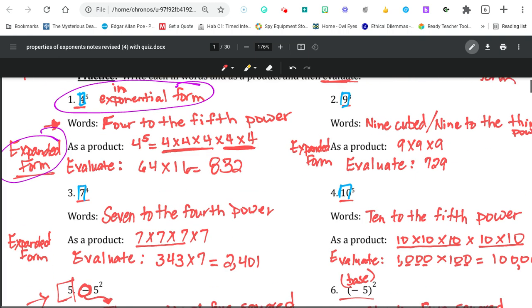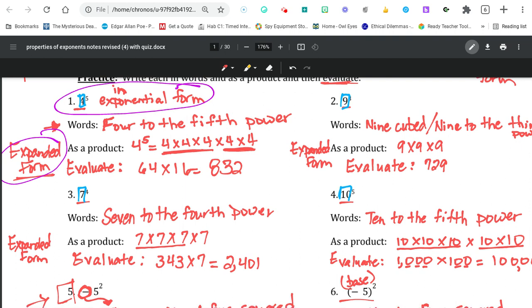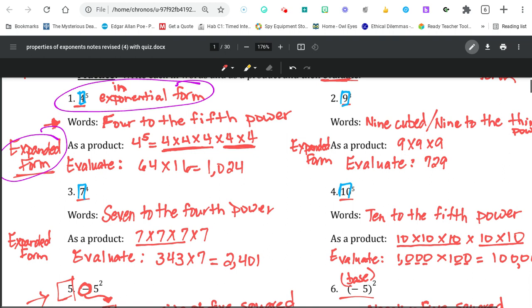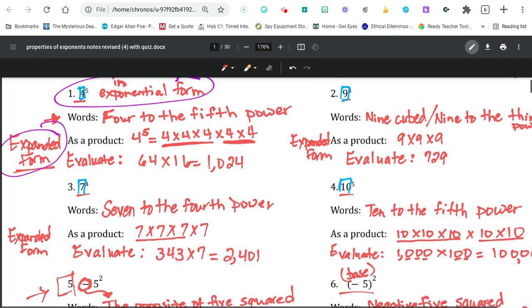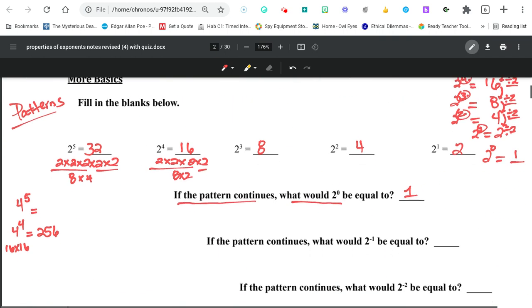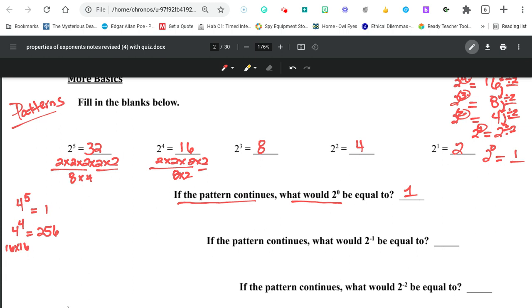Everybody go back to number 1. 64 times 16 is not 832. It's 1024. My fault. Okay. So go back and fix it. It's 1024. So go back and fix number 1. So now 4 to the 5th power is 1024.